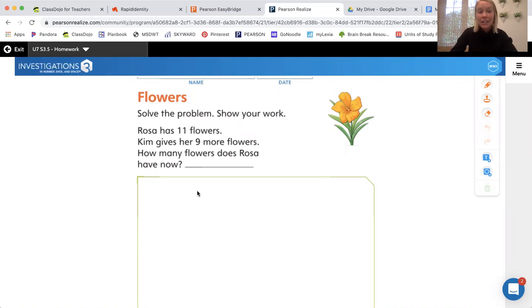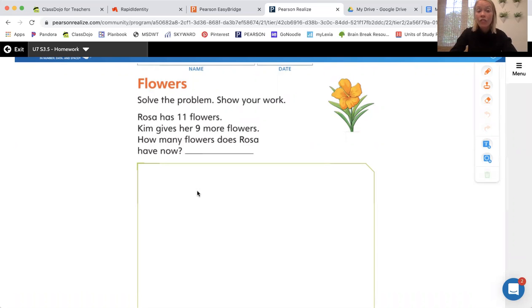So it says, Rosa has 11 flowers. Kim gives her 9 more flowers. How many flowers does Rosa have now? So think about your groups of 10s and your 1s and how what we just did could help you. You could also use different things to help you count, maybe cereal. You could also draw a picture. You could also count on. So I want you to think about which way works best for you.